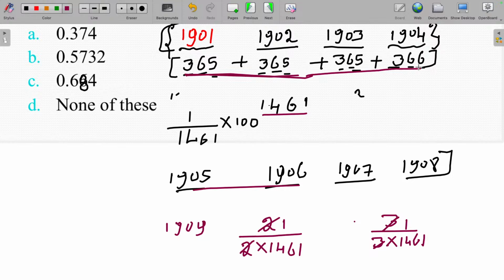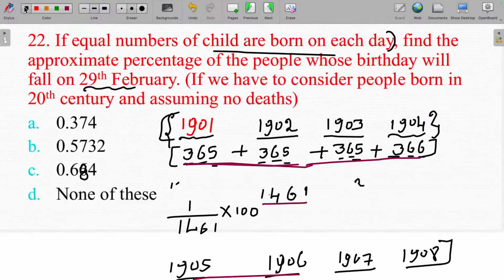Yes, sir. Now I want to calculate the percentage. That is the question they are asking. In February, same every year they will be born, in the same number. For 100 years, the calculation will again give 1 by 1461. For example, in this year if 100 students are born, the next year also 100 members, the next year also 100 members, like that. That is the statement. If you consider people born in the 20th century assuming no deaths, it means every year the same number are born on 29th February.